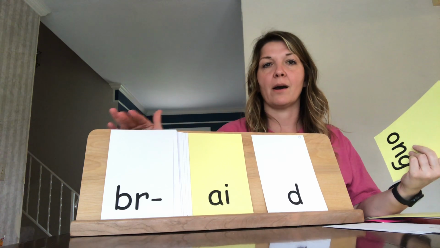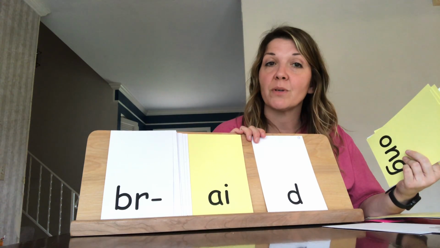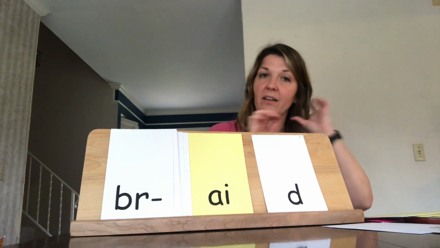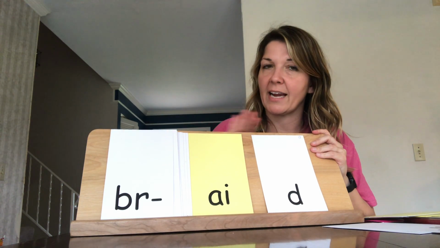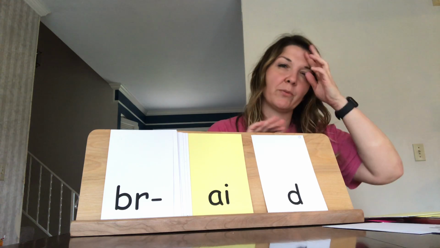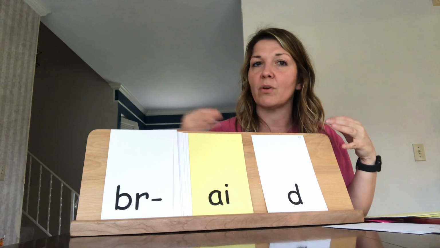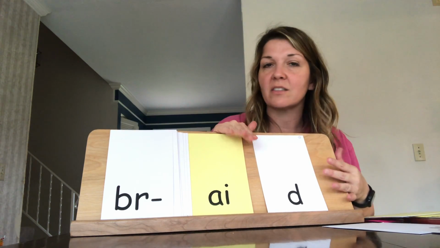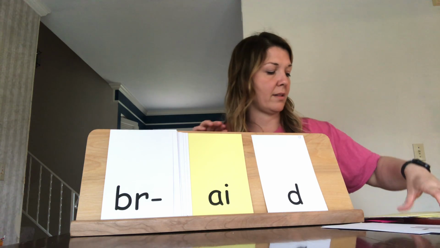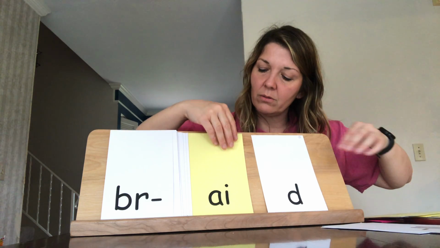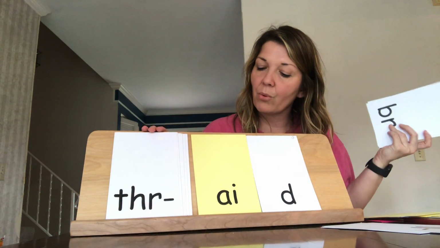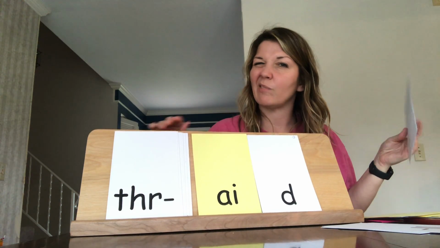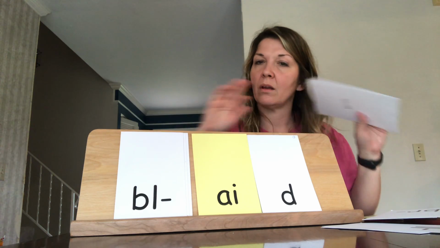Braid, braid. This is a real word, right? Like a hair braid, like you braid your hair. And this is exactly how you spell it. Sometimes we get to words and they sound like something you know, but it's not spelled right. This is actually spelled right. All right, let's see here. What else can we do? Let's stick with the AI. Thraid, thraid. Nah, not a real word.